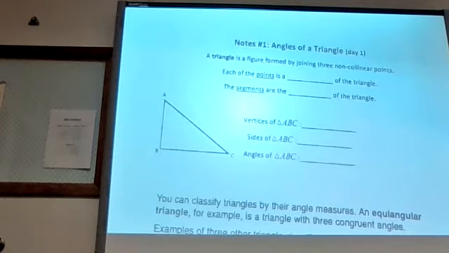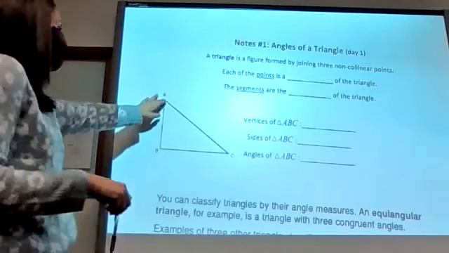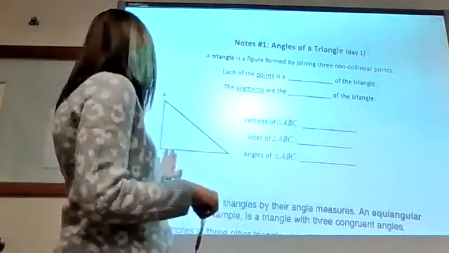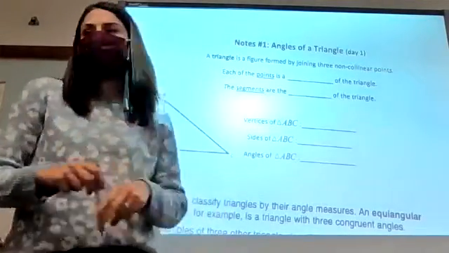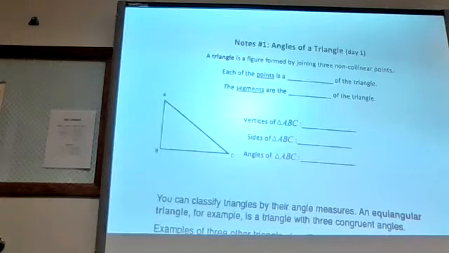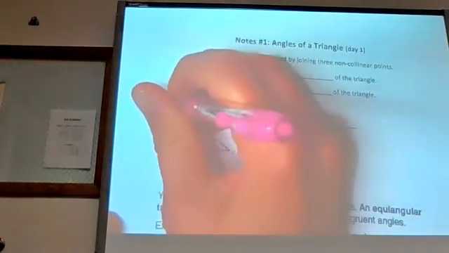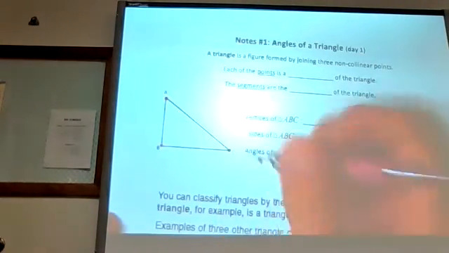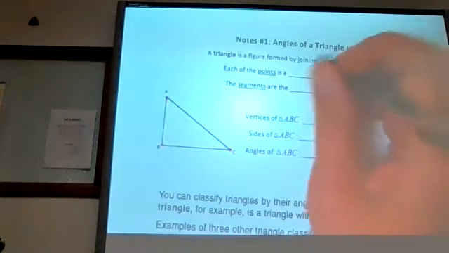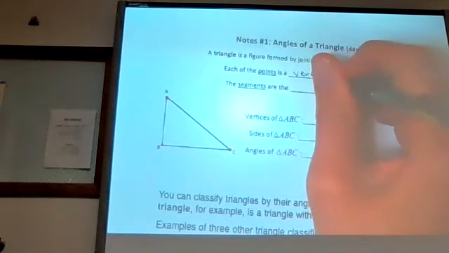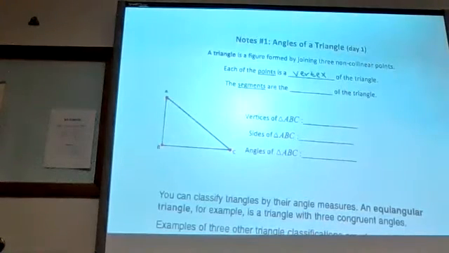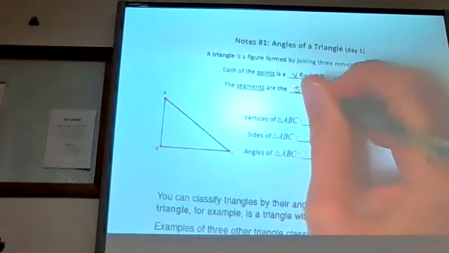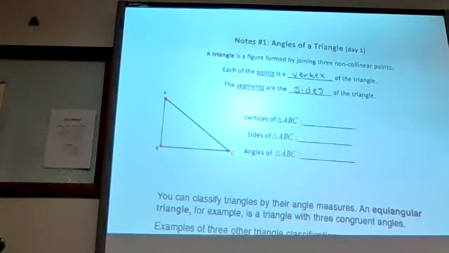So a triangle is a figure formed by joining 3 non-collinear points. So here we have points A, B, C. Well, I guess B and C are collinear, but all 3 of them don't lie on the same space. And it's a polygon. So here's my triangle, it has points A, B, and C. And each point we can call a vertex of the triangle. Okay. The segments of the triangle are the sides of our triangle. So we have vertex of our triangle, sides of our triangle.